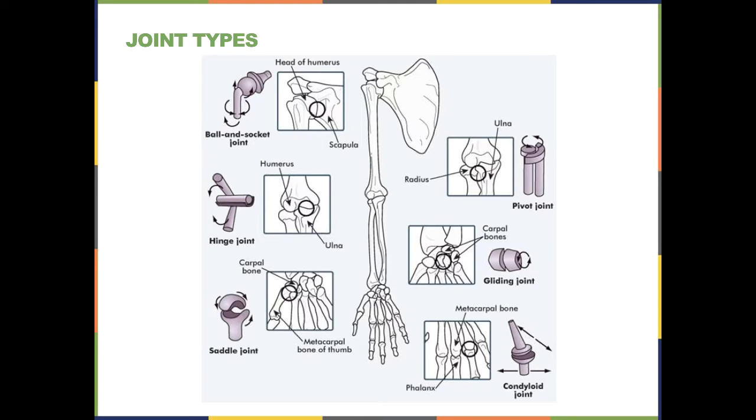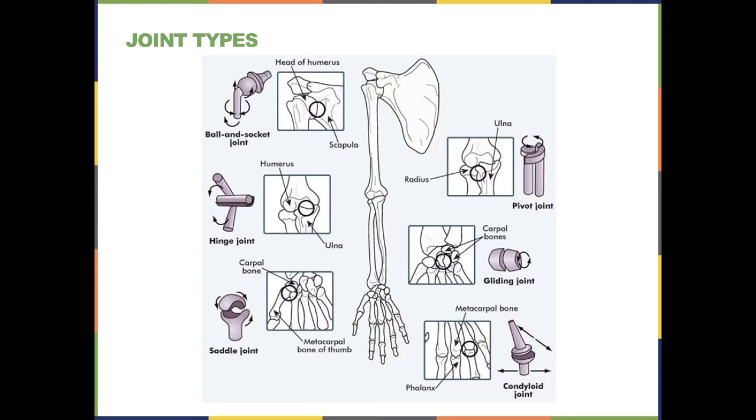The bones of the wrist, the carpal bones, glide over top of each other, and that's the gliding joint. And this is similar to the tarsal bones in your ankle gliding over each other. And then lastly, down in the lower right corner, you have what's called a condyloid joint. And the condyloid joint represents the union between the metacarpal bone and the first phalanx, or the metatarsal bone and the first phalanx in your foot.